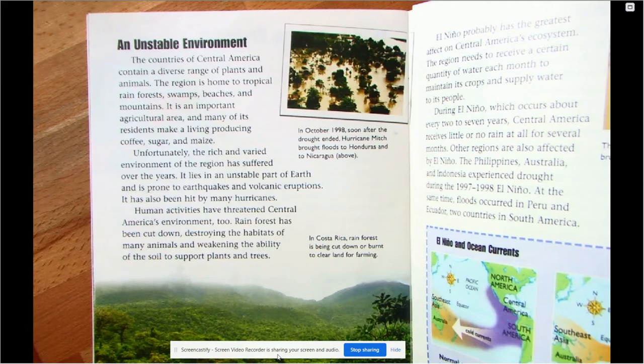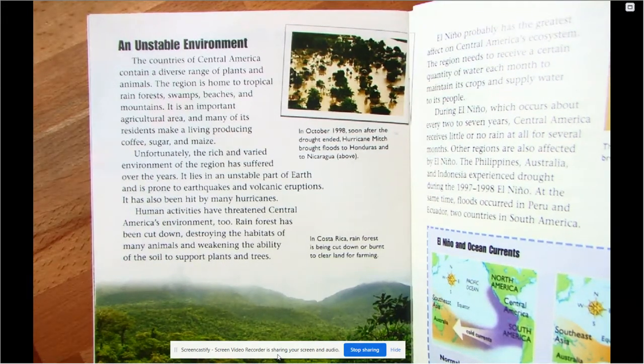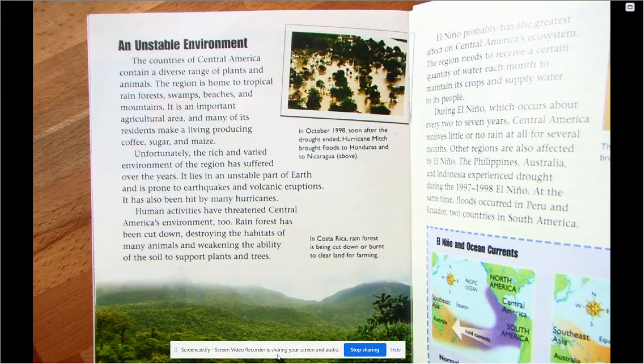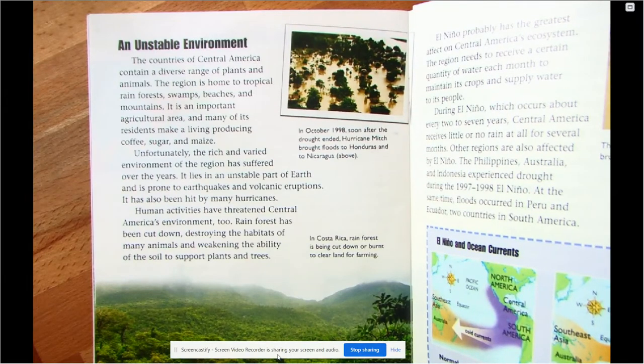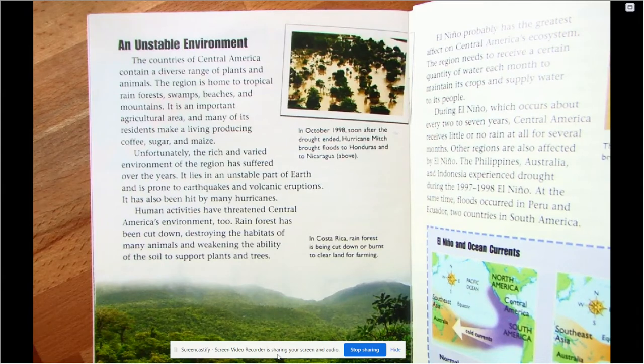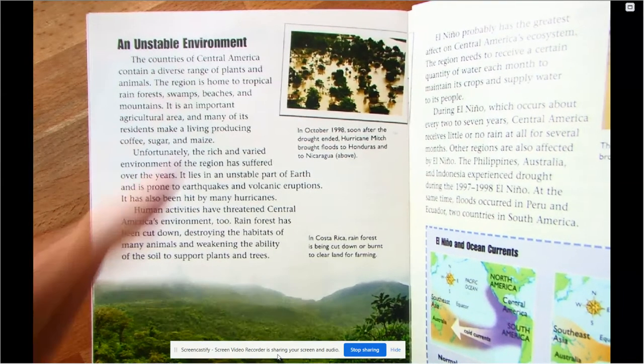Rainforests have been cut down, destroying the habitats of many animals and weakening the ability of the soil to support plants and trees. We've talked about how we need those plants and the roots right in the ground. They hold things together, and when there are no plants there, then things can just wash away. We call that erosion.